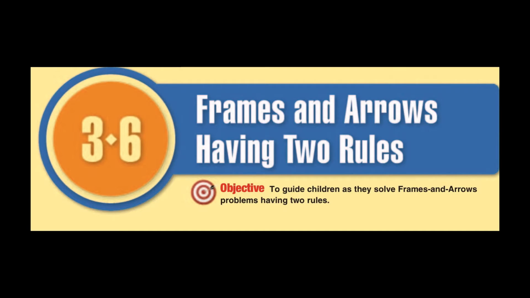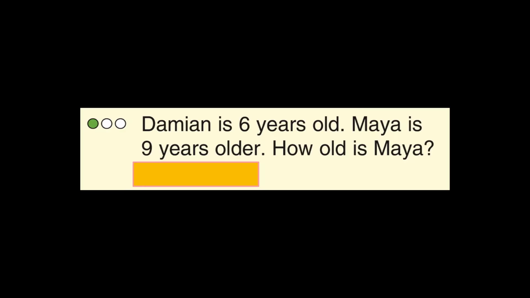You don't need your whiteboards for the next couple of questions because these are things that you should be able to do in your head. First question. Damien is 6 years old. Maya is 9 years older. How old is Maya? Pause it and think. Well, I'm going to write some things down.